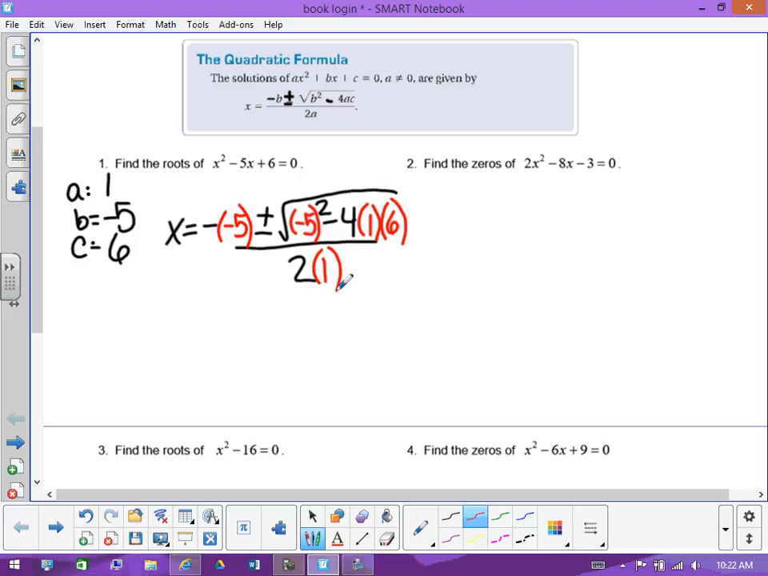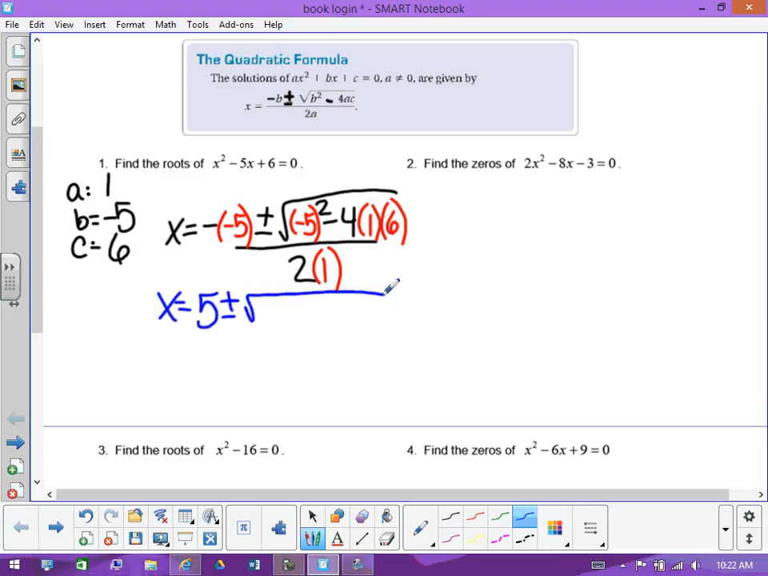That could be the answer that you're looking for. If it says, which of the following equations could be used to find the solution to the quadratic equation? Maybe that's what they want you to do. Can you put numbers in the right places with the right sign? But we want to simplify a little bit. So, what is the opposite of negative 5? Positive 5. Plus or minus the square root.